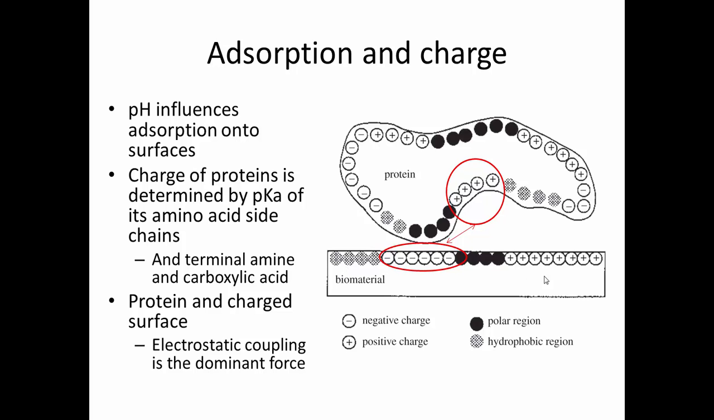And again, if we have a biomaterial that's present in the body of some kind, it could be an implant of some kind, and we have proteins that are starting to interact with it, if we have charged regions in the material, we could potentially get charged proteins of opposite charge binding to the surface. Chemisorption will occur. So we have electrostatic coupling being the dominant force if we've got charged surfaces and charged adsorbates.